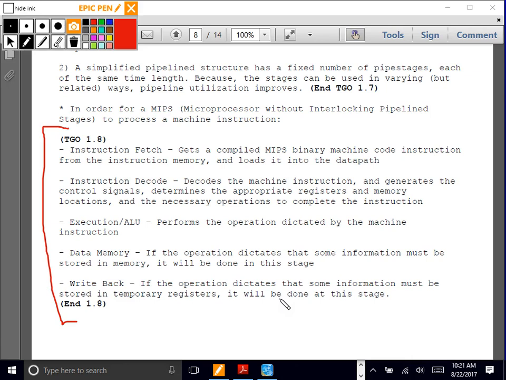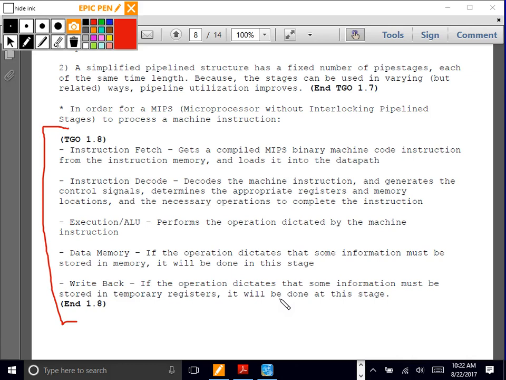Generate the control signal, tells me what to do. So if the control signals generate add, I shouldn't be over here saying you need to subtract, right? You say no, the controller, the compiler-driven encoding of the microengine, says don't do that, that's bad. You get the wrong value. Determines the appropriate registers, as I've described here, and memory locations, and the necessary operations to complete the instruction. So execution in ALU performs the operation dictated by the machine instruction. Pretty straightforward. Gets the control signal, does the result. I will spend section 3 talking in detail about how to actually design an ALU.